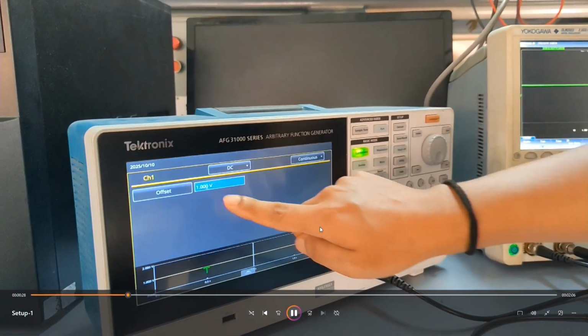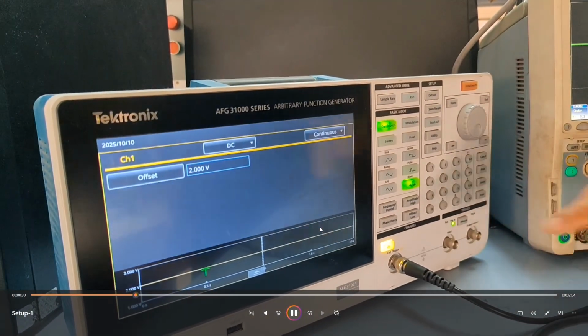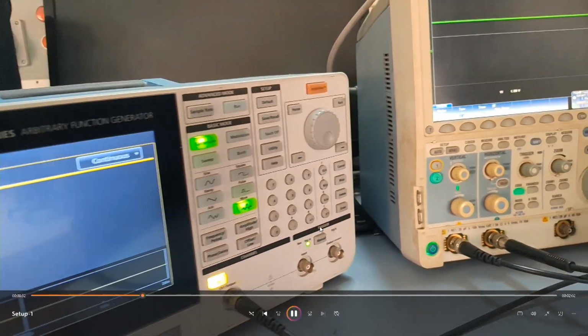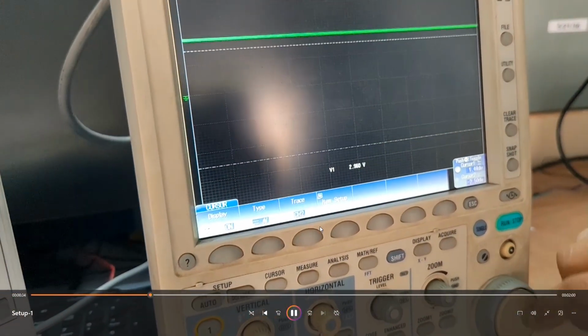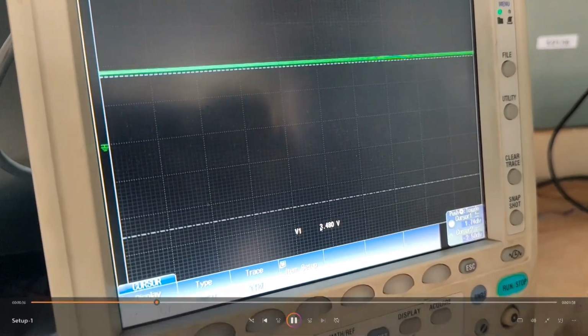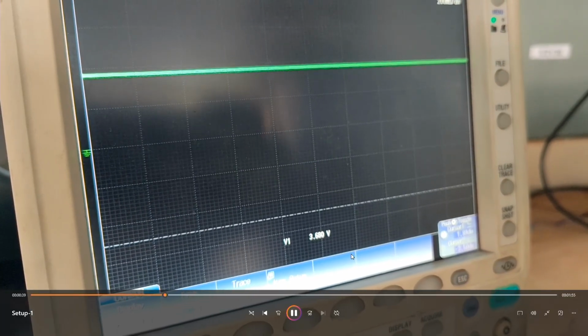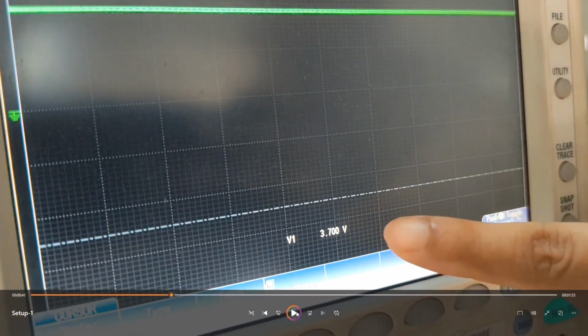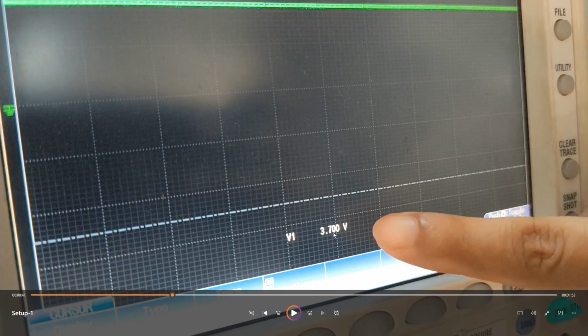Okay, let us look at 2 volt. So when we give 2 volt, the output of the system is 3.7 volt. Okay, so you see for 1 volt it is 1.7 and for 2 volt it is 3.7.